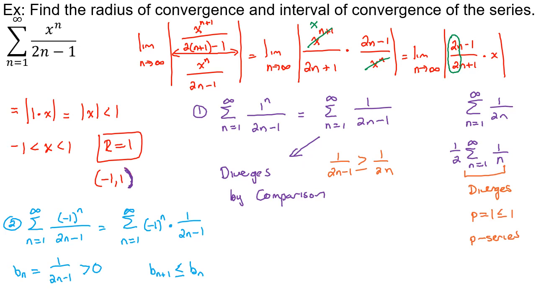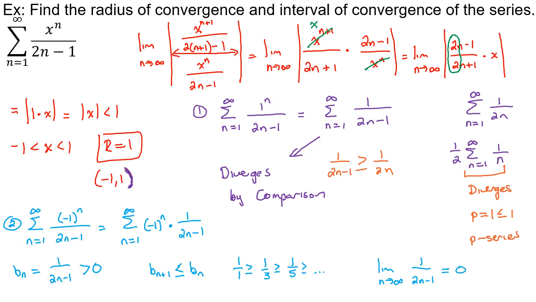If you plug in a few numbers, I'd get 1 over 1, which is bigger than the next one. If I plug in 2, 2 times 2 is 4, minus 1 is 3, so 1/3 is less than 1. Then you'll get 1/5, 1/7, and so on. So yes, they are decreasing. The third stipulation is that the limit as n goes to infinity of 1 over 2n minus 1 is 0, which it is.